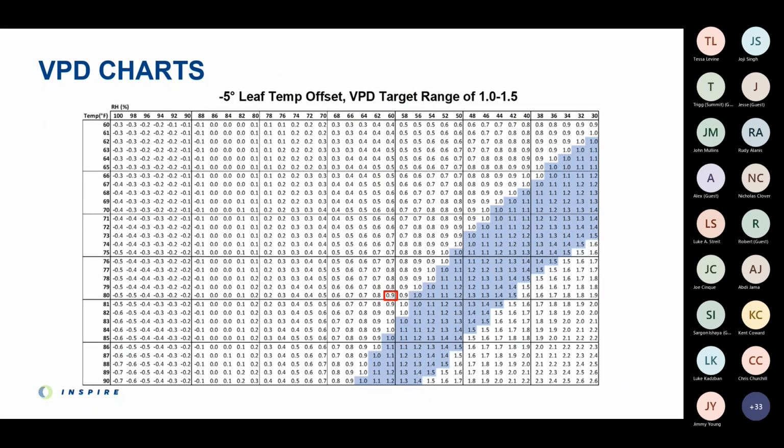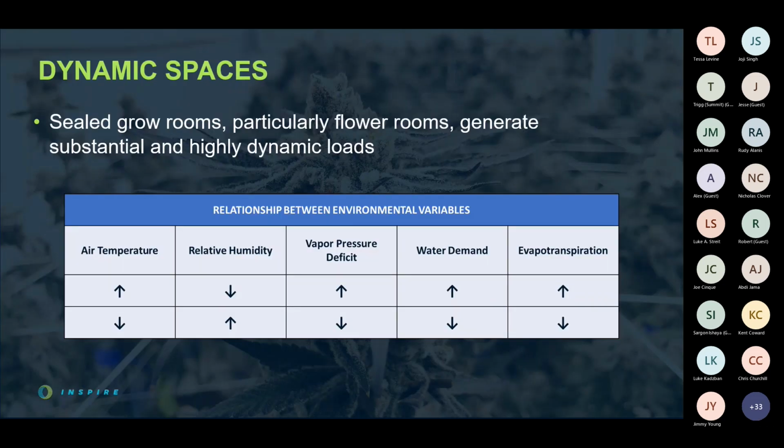taking a -5 leaf temp offset into account. Look how the blue region has shifted, and instead of a 1.4 VPD, we are actually at 0.9. Again, just highlighting the importance for indoor cultivators that leaf temp should be measured and tracked and helps dictate your set points in your room. Okay, moving on.